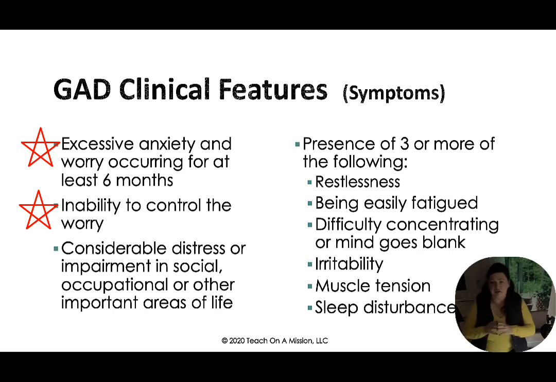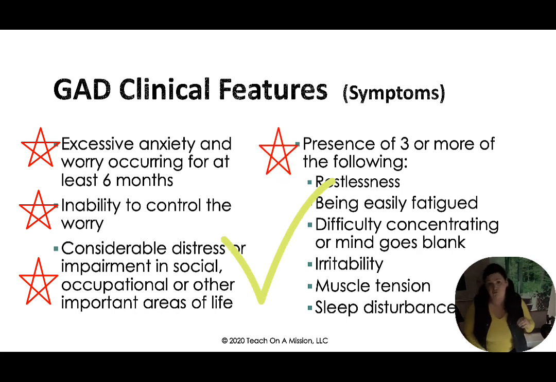Okay, so considerable distress, right? There's one of those D words again, or an impairment in social, occupational, or other important areas of your life, right? Within your relationships. You have the presence of 3 or more of the following: restlessness, easily fatigued, difficulty concentrating, or like your mind suddenly goes blank and you have this moment of like you don't remember something.